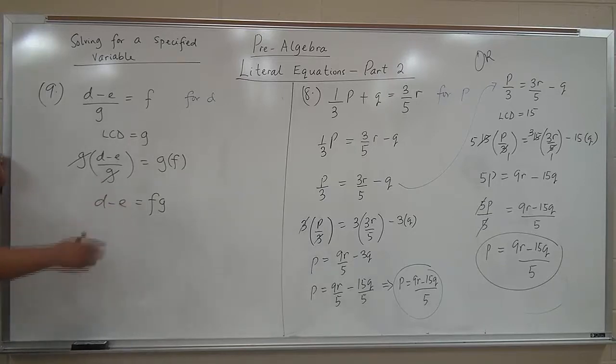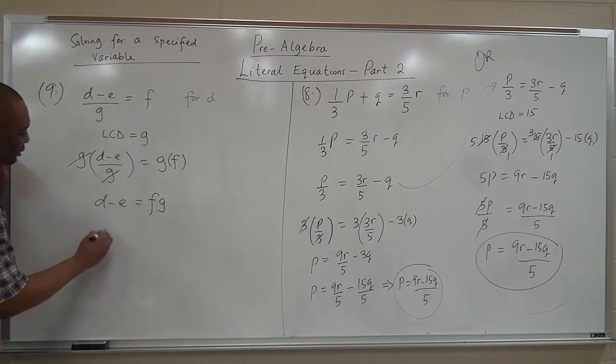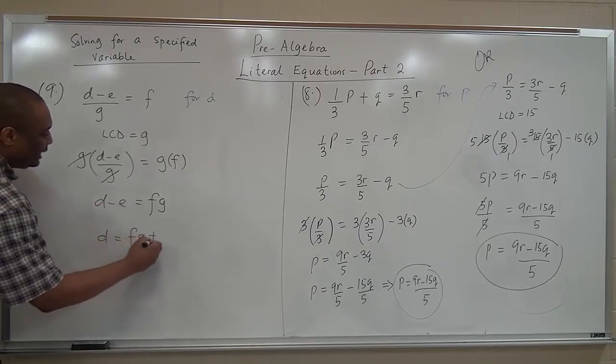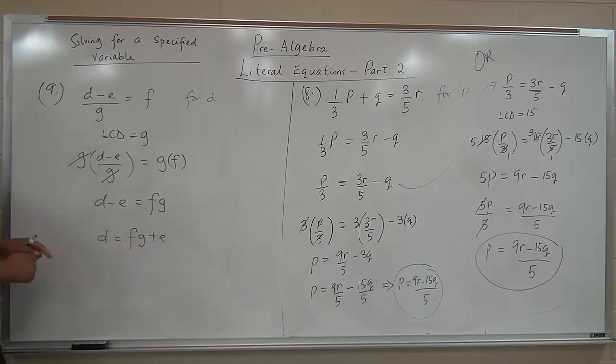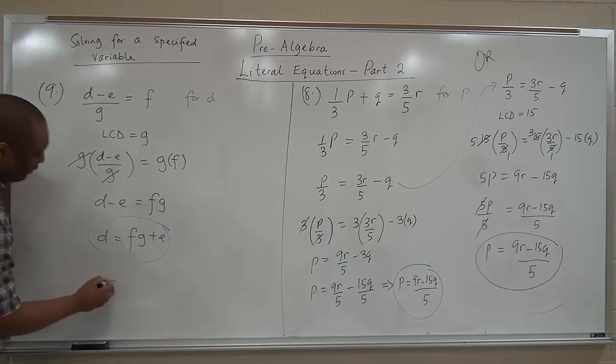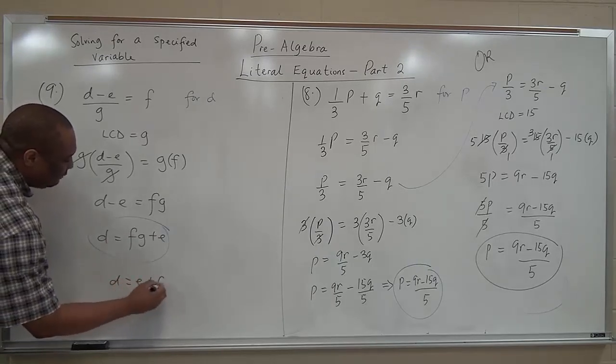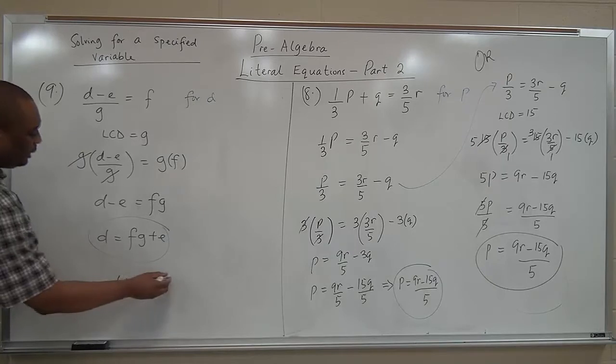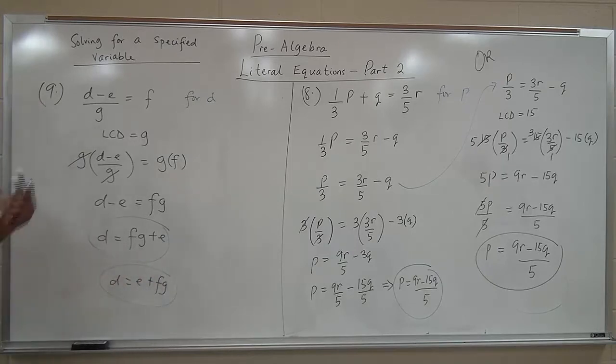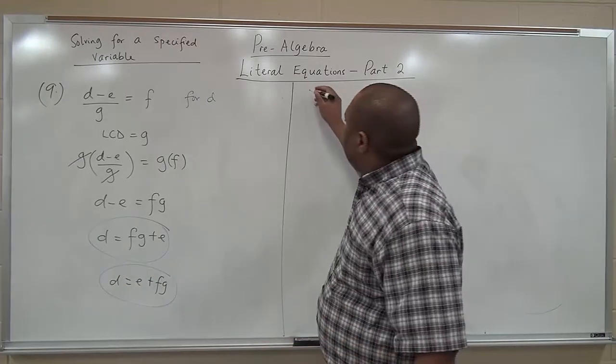And then you just add E to both sides. So D will be FG plus E. And this becomes your answer. If you want to say E plus FG, it is still correct.